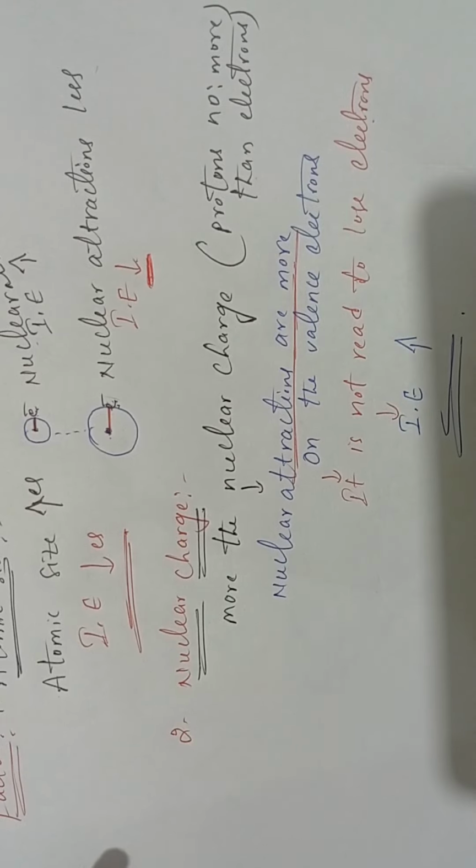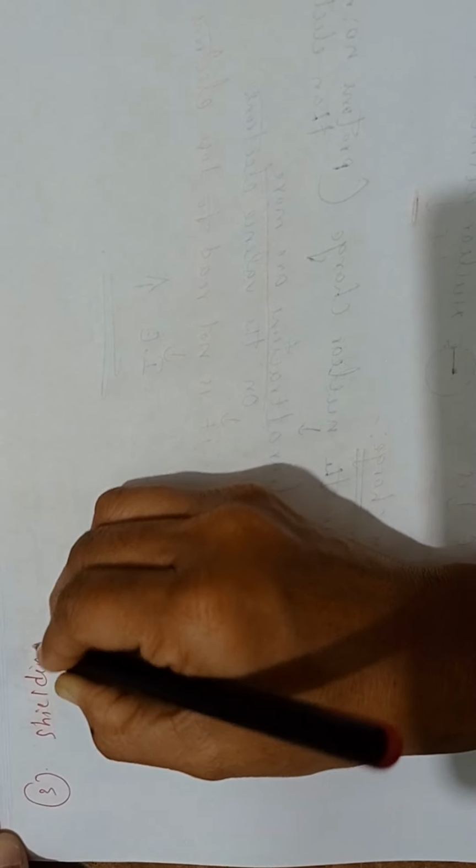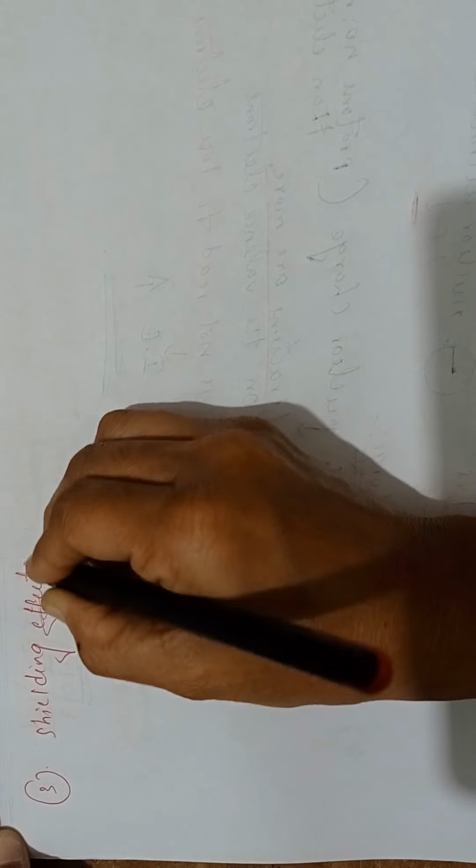Now coming to the third factor, students: shielding effect. What is the third factor? The third factor is the shielding effect. It is one of the factors of ionization energy, students. Third factor, shielding or screening effect. What is the shielding effect or screening effect, students? In this phenomenon, inner electrons act as a screen or shield between the nucleus and the valence electron.